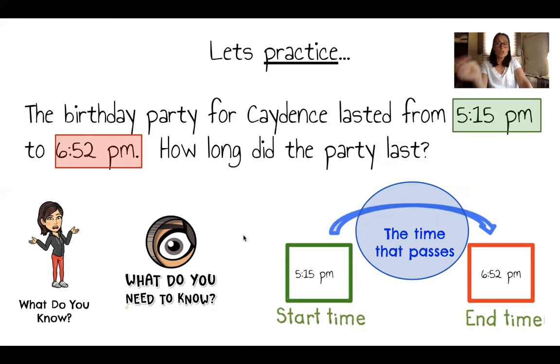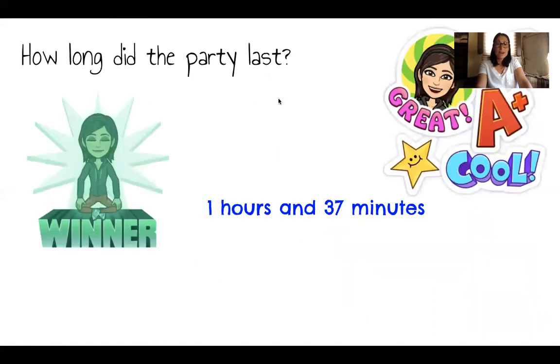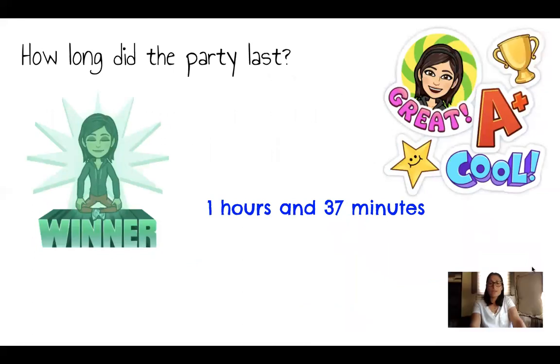So please push pause right now. Try and use your number line and see if you guys can get the right answer. All right, so let's see. Who thinks they have an answer right now? Anybody? All right, let's see if we got the answer. So how long did the party last? Oh, let me move so you can see. Cadence's party lasted 1 hour and 37 minutes.